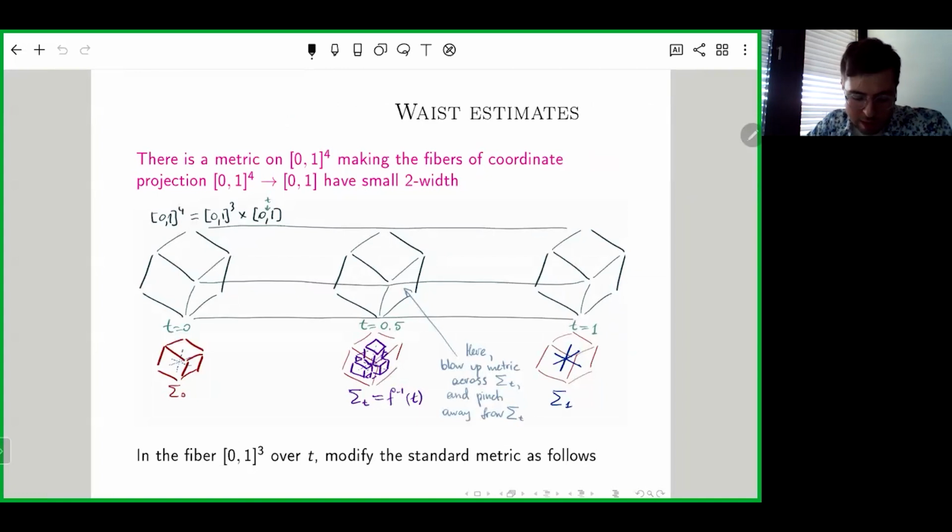So in this picture, I have my four cube sliced in a one-dimensional family of three cubes. We start from the standard metric on the four cube, and now I'm going to explain to you how to modify this metric in order to get this example. So my three cubes in this picture are parameterized by a parameter t from 0 to 1.